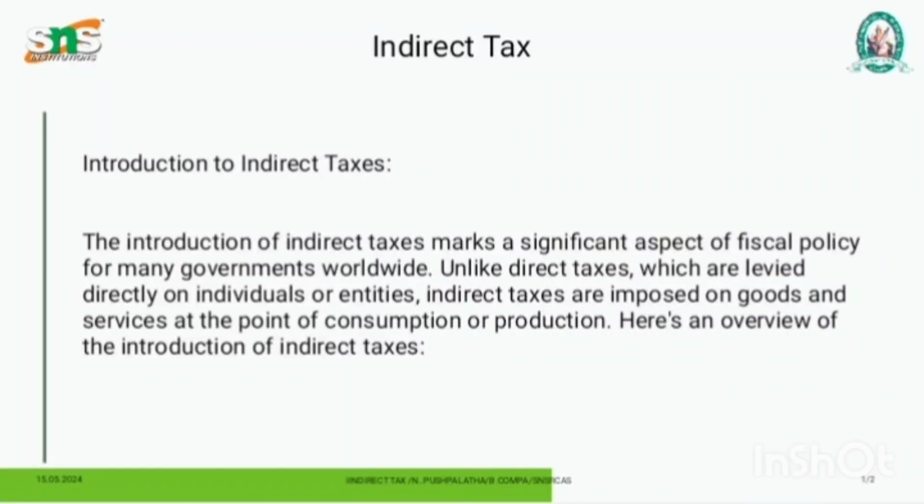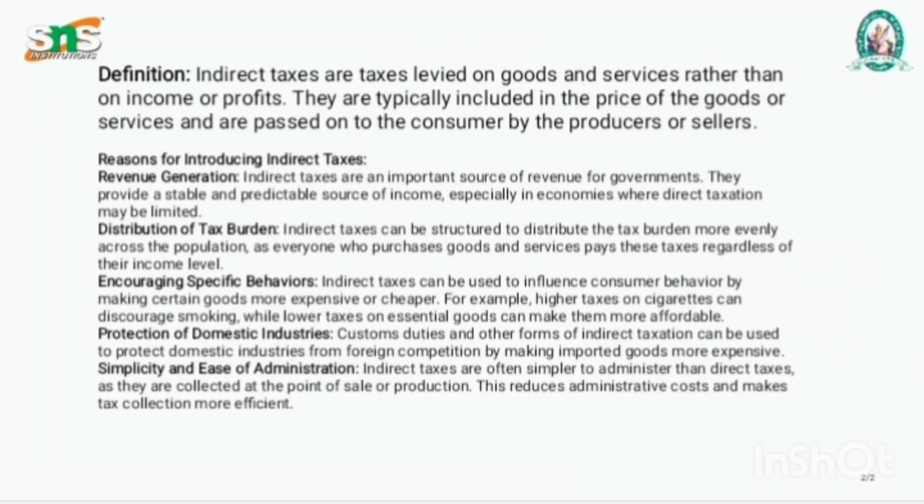Here is an overview of the introduction of indirect tax. Definition: indirect taxes are taxes levied on goods and services rather than income or profits. They are typically included in the price of the goods and services and passed on to the consumer by the producer or seller. Key reasons for indirect tax: revenue generation, distribution of tax burden, encouraging specific behaviors, protection of domestic industries, and simplicity of administration. First one is revenue generation.